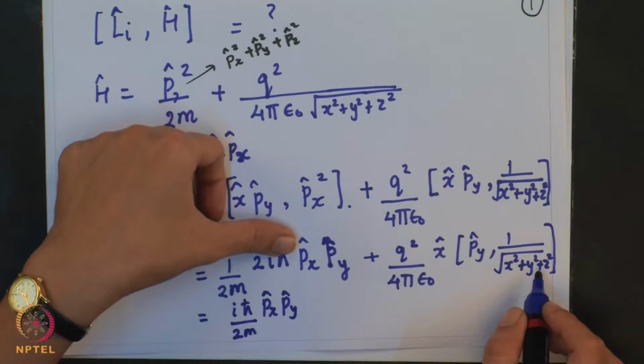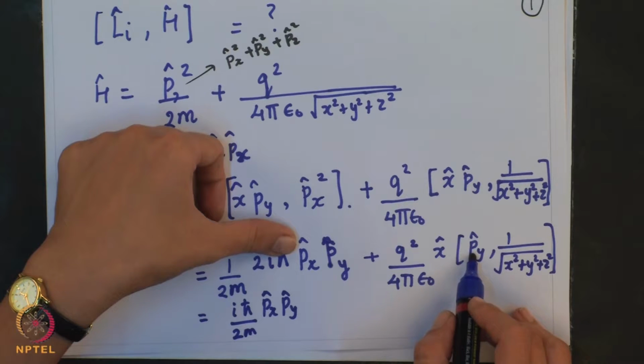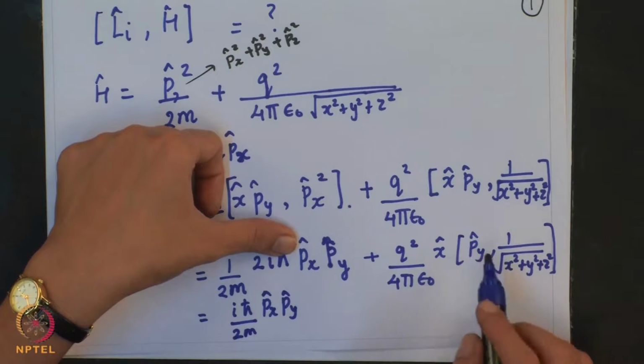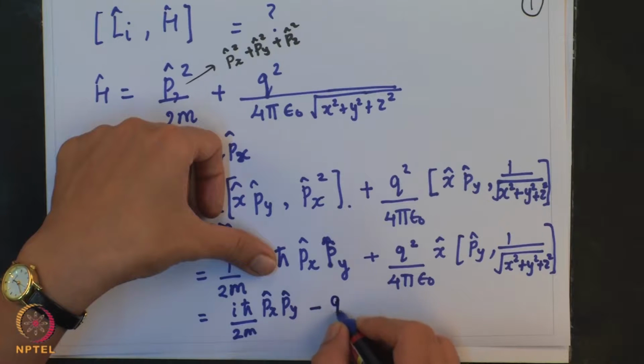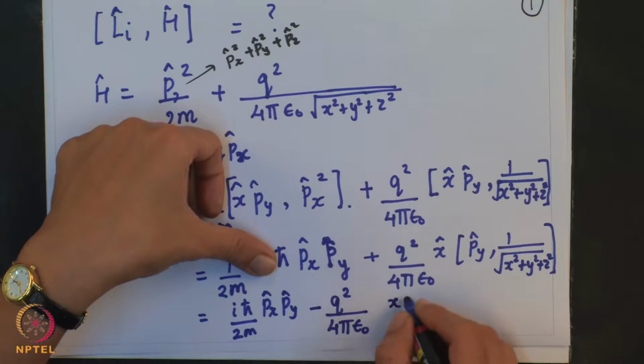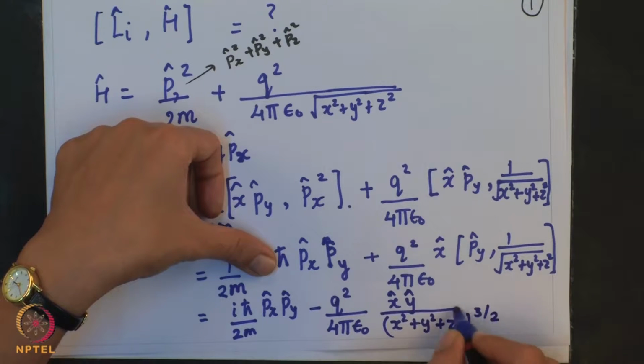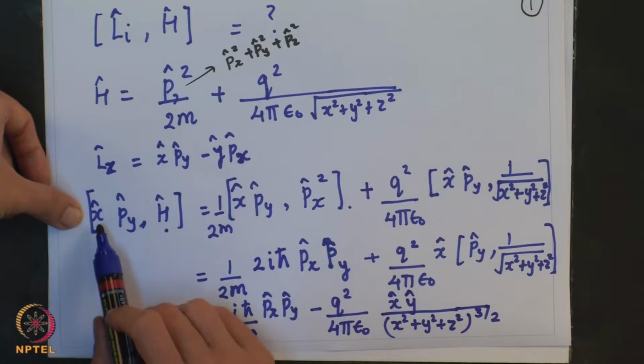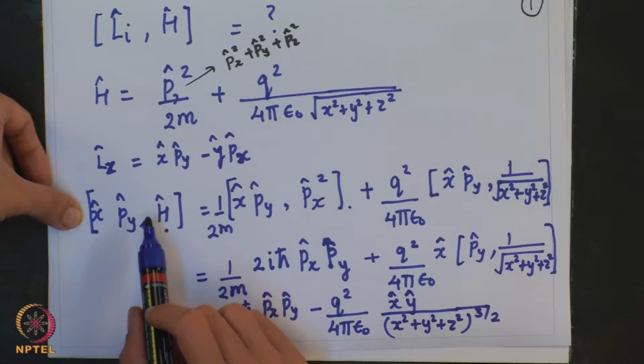The commutator of this expression will be very simple. You have to apply the momentum operator p y on this, and the other time you will have the momentum operator operating on the other factor. So, this will come out to be minus q square upon 4 pi epsilon naught times x into y, position operator x and position operator y, upon x square plus y square plus z square the whole raised to 3 by 2. So, this is the expression for the commutator of x p y with the Hamiltonian.